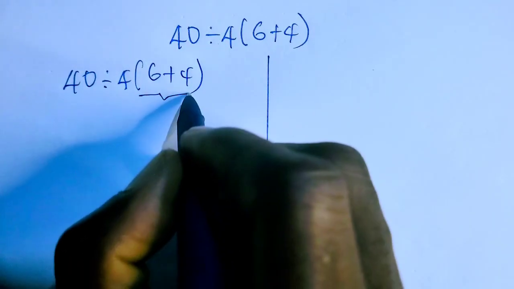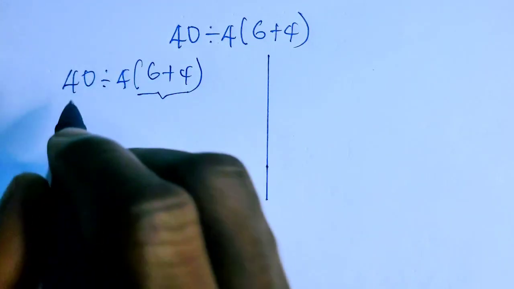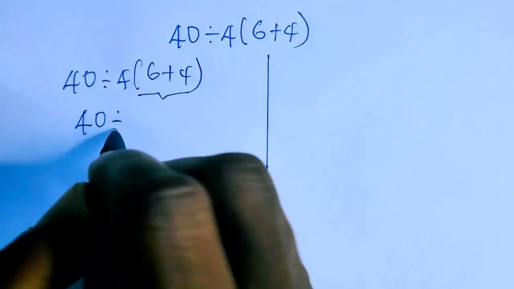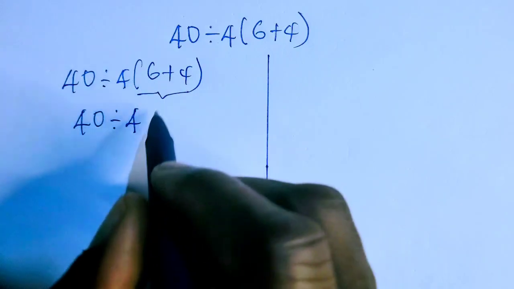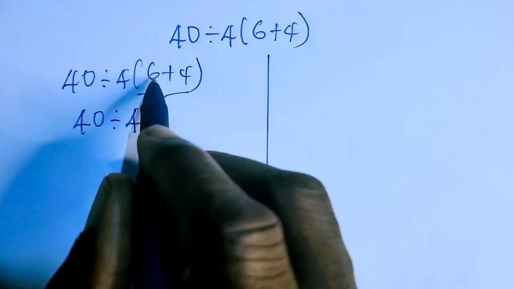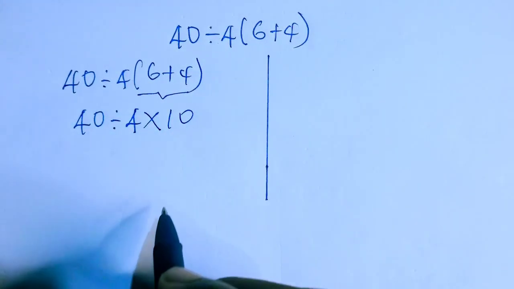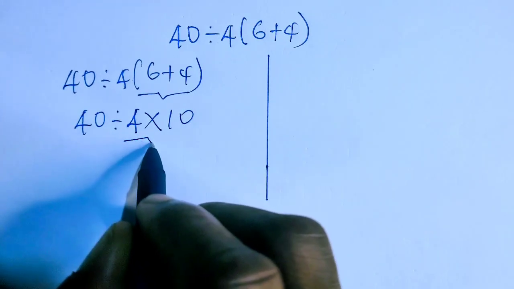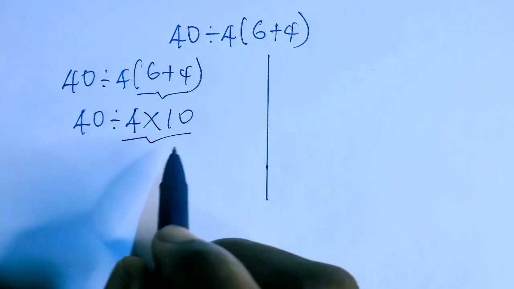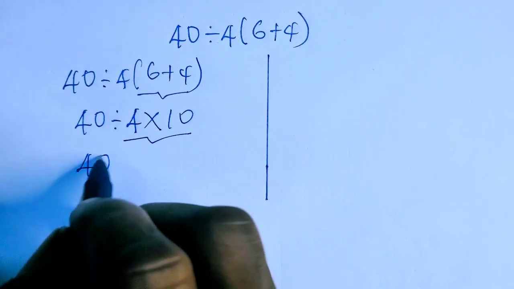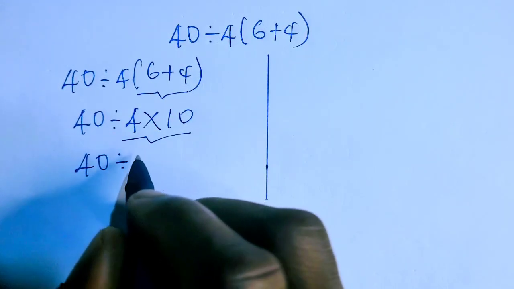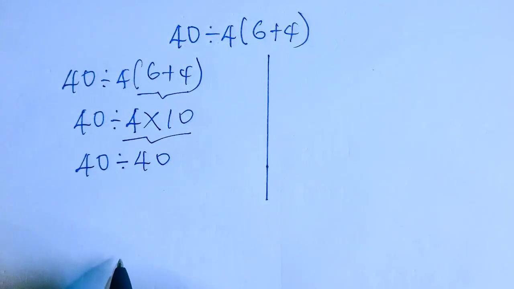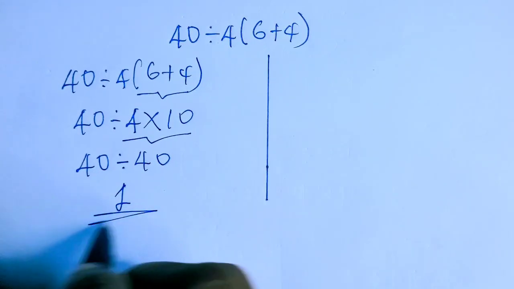Now, they start off with this, and the expression becomes 40 divided by 4. The use of parentheses here means multiplication. Now 6 plus 4 gives 10. Now they carried out this multiplication right here, and we have 40 divided by 4 times 10, that gives 40. Then right here, 40 divided by 40 gives 1.